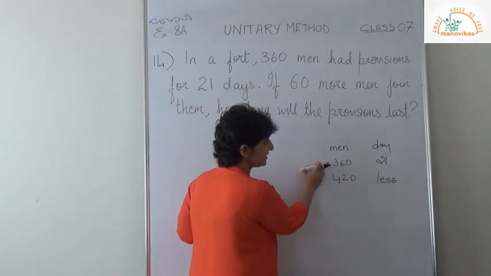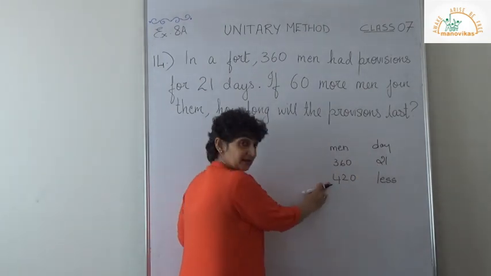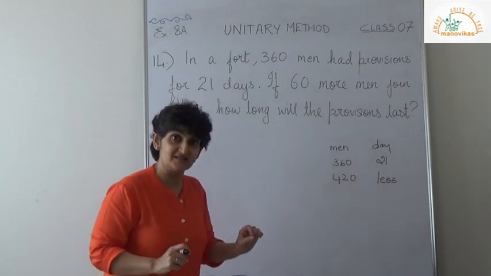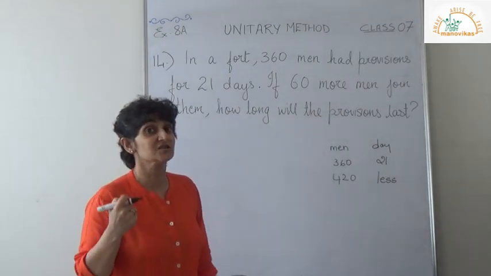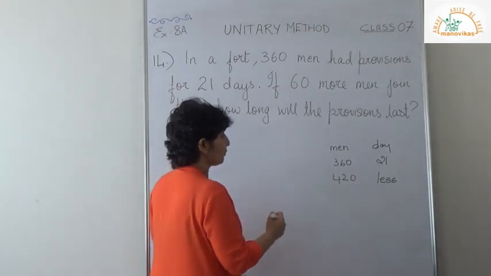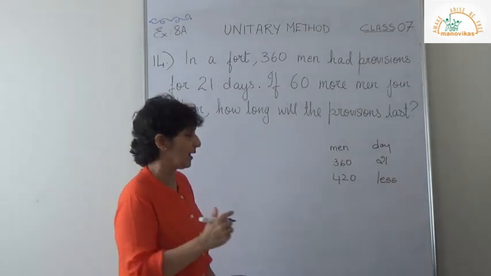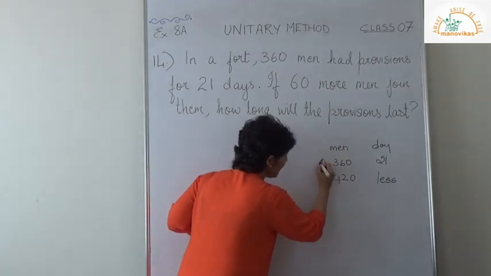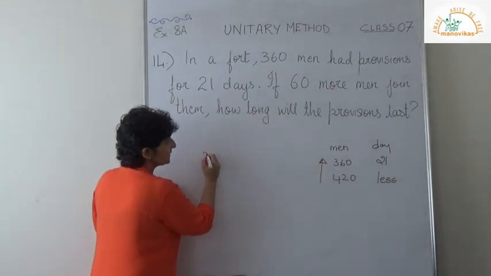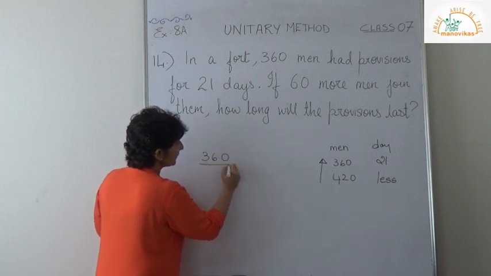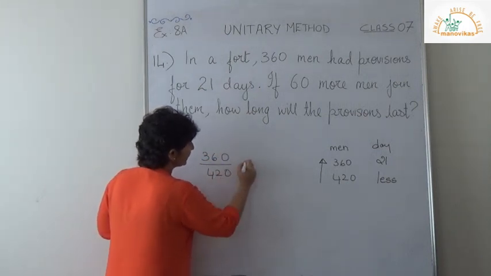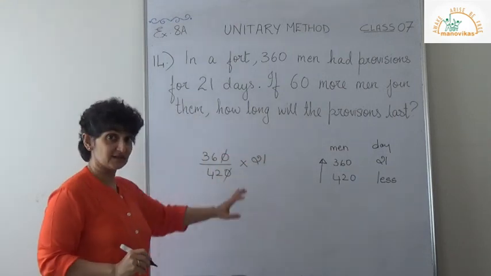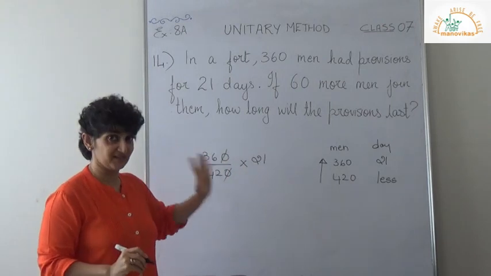So now if you see here, 360, 21 days. The number here has increased, but here the number of days decreased. So what is this called? I told you. This is also inverse proportion. And inverse means what do I do? My arrow goes correct. The arrow will move up. So how do I write this? 360 upon 420 multiplied by 21. 0 and 0 gets cancelled, and you know how to solve this.